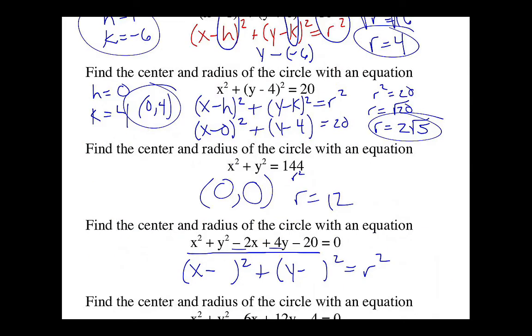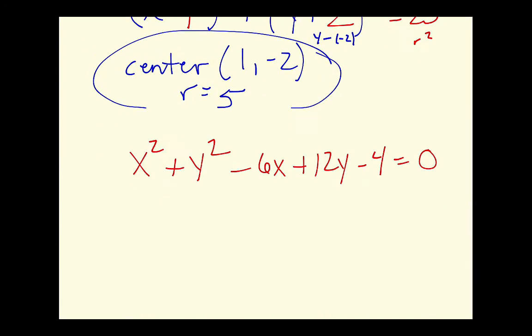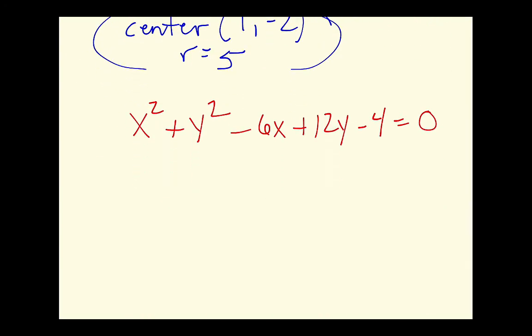Let me show you another example just like that. So we've got x squared plus y squared minus 6x plus 12y minus 4 equals 0. Again, if you have x's and y's in there, not just x minus something squared, you're going to have to do some algebra. So let me show you how I would do that. What I like to do is organize myself first. I'm going to do this one a little bit faster because you've got the idea.